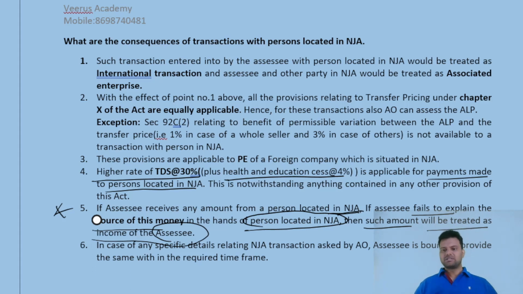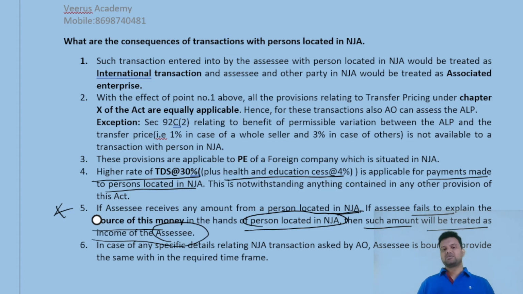Now, sometimes the assessing officer needs additional information from the person. If there are transactions between the NJA and the SSC, in that case the assessing officer asks for additional information, and SSC needs to provide that additional information within the timeline specified in the notice.